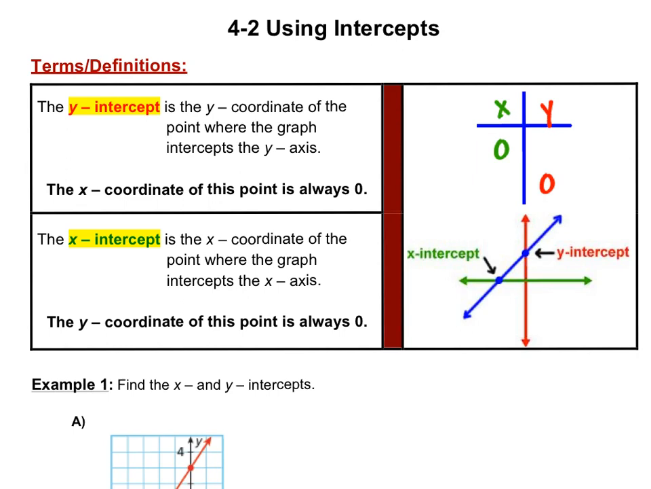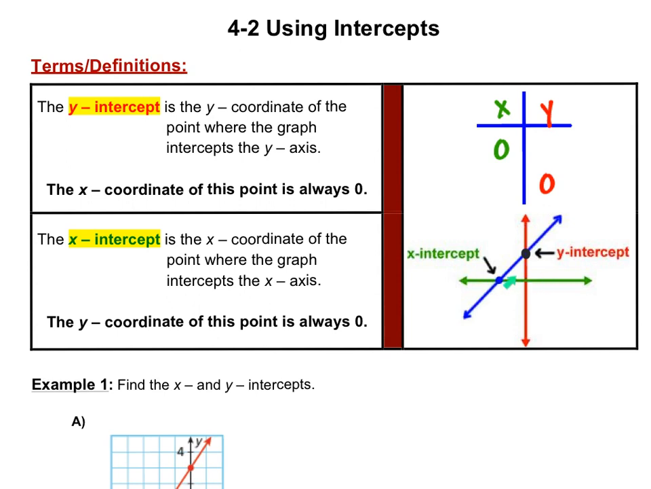This is 4-2 using intercepts. Remember, if we have a y-intercept, it's where it's crossing the y-axis, and it has a 0 x value. If you're on the y-axis, you have a 0 x value.